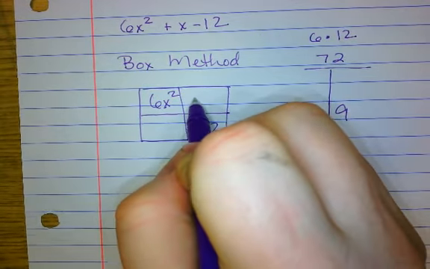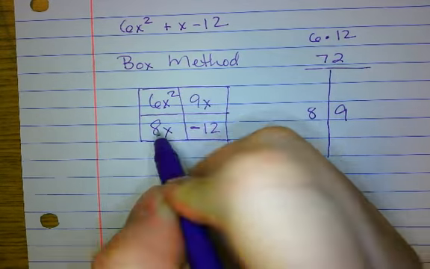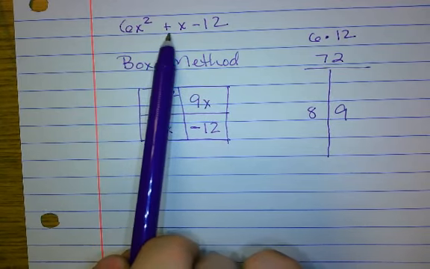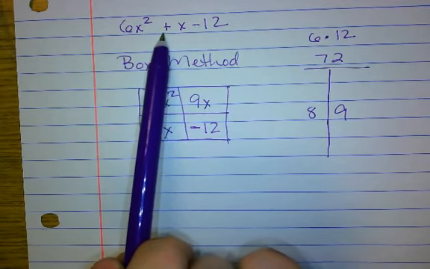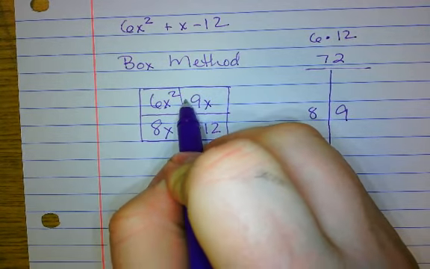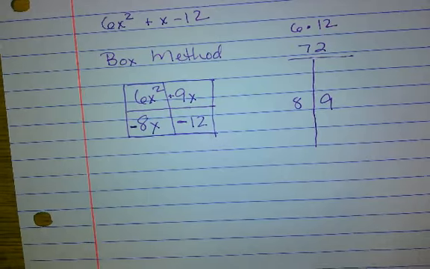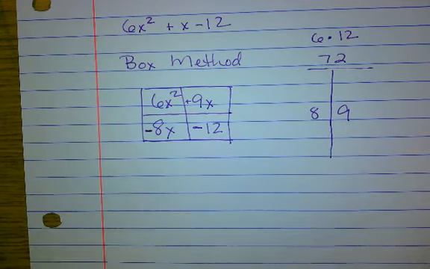So I know that I can put my 9x here, I can put my 8x here, and now I need to look at the sign in front of the term, and I know I need a positive x. So that means the 9 here would be positive, but the x down here would have to be negative, because I would have to subtract that from the 9 so I could get the 1x.